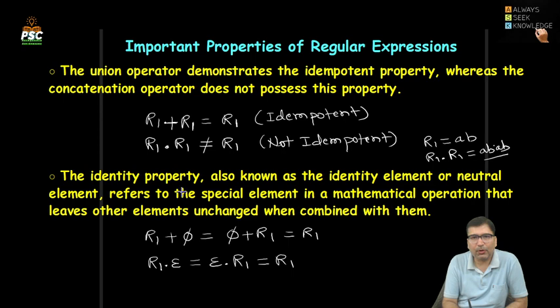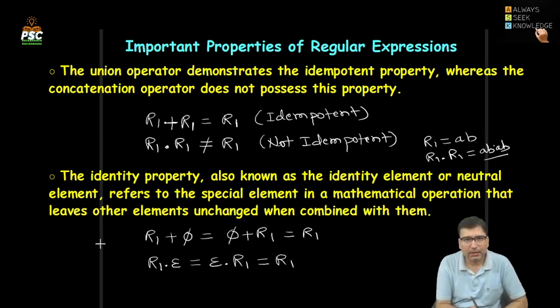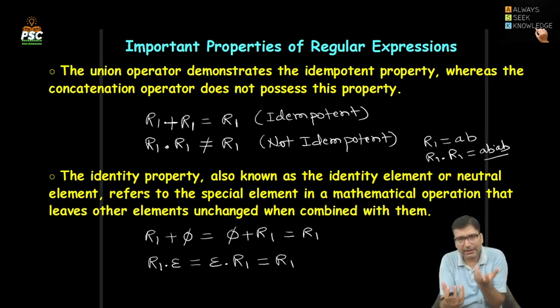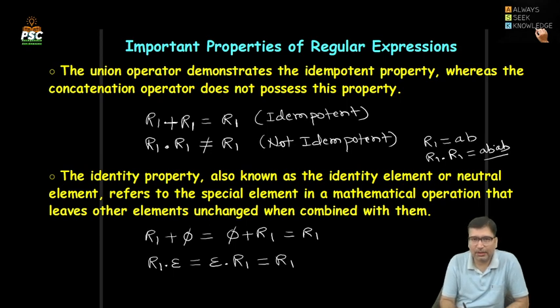Then the next is identity property. Identity is also known as identity element or neutral element. What is a neutral element? An element such that if you perform the operation of that element with a regular expression, you get the original regular expression. Like phi: if you perform union of a regular expression R1 with phi, the null set, you will still get the same regular expression. Like if you perform the union of phi with R1 after changing the order, then also you will get the same regular expression.